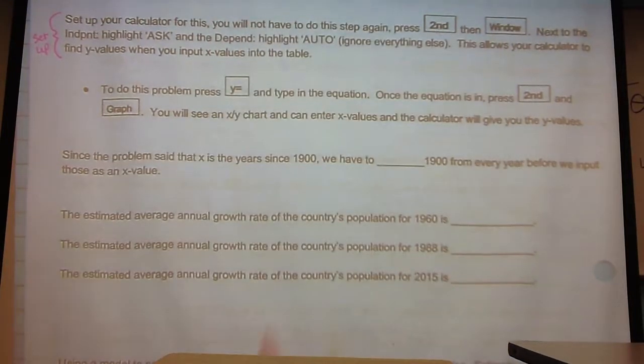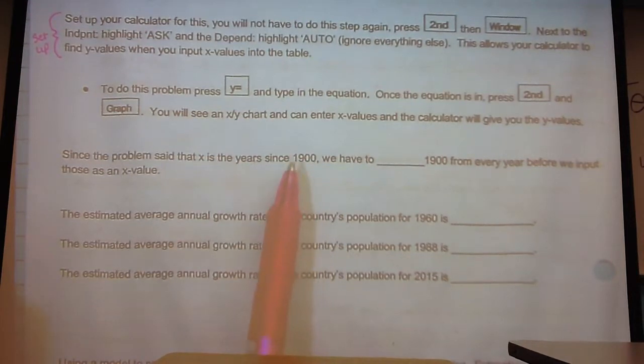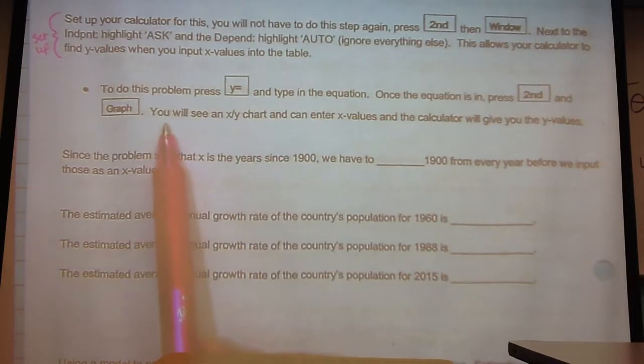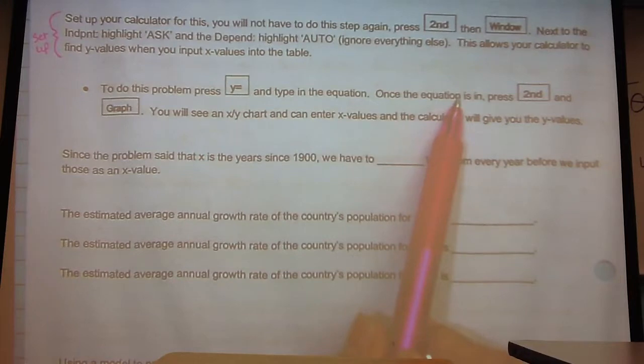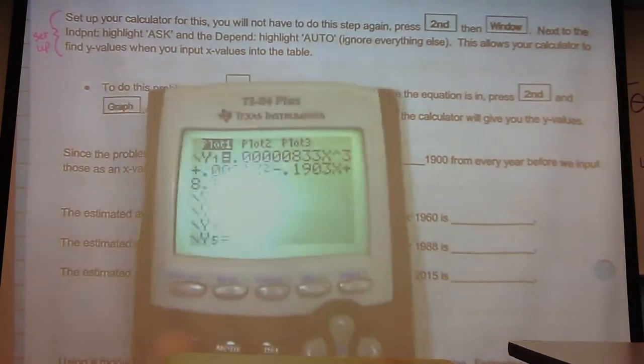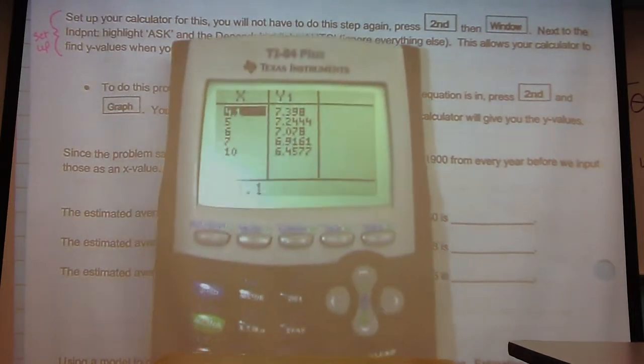Once we have that in our y equals, you can look at the graph by pressing zoom, or by just pressing graph, but we don't need to. What we need though is after our equation is in, we need to hit second and graph to get our table. So press second and graph.